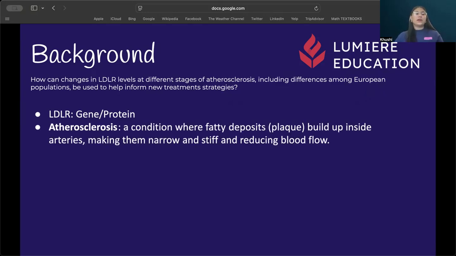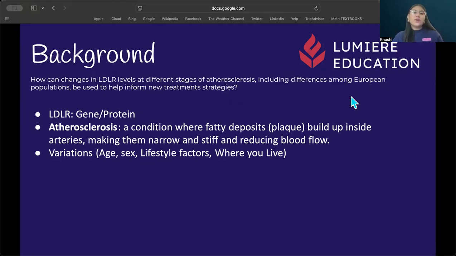LDLR is a gene and protein that is responsible for removing LDL cholesterol, also known as bad cholesterol, from the bloodstream. When LDLR function is reduced or there are mutations, LDL accumulates and contributes to plaque formation. Atherosclerosis occurs when fatty plaques build up, narrowing arteries and restricting blood flow. This restricted blood flow can lead to heart attack or sometimes even strokes.